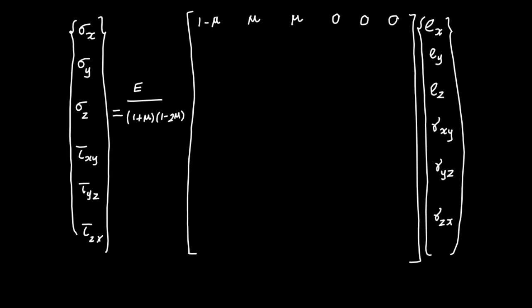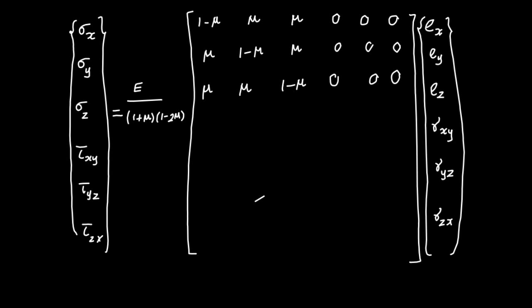Okay, so if I multiply the first row and the column, I'm going to end up with equation A. So I can very well write it in the form of a matrix. Similarly, if I do it for equation B, I'll be getting mu, 1 minus mu, mu, 0, 0, 0. Similarly, for equation C, I'll be getting mu, mu, 1 minus mu, 0, 0, 0.